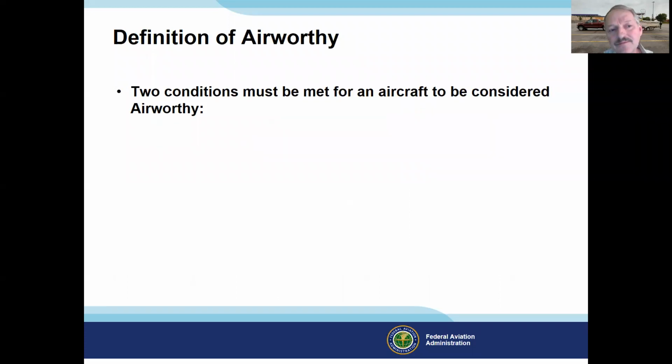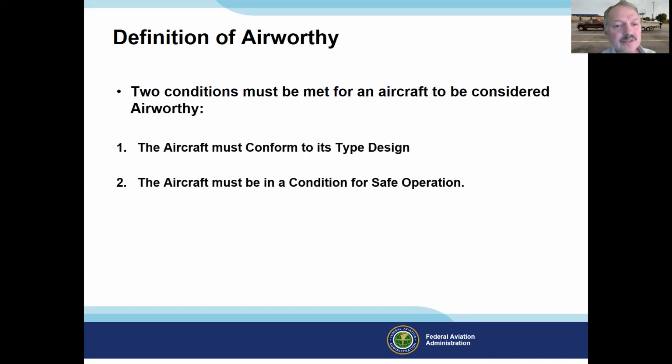If we review airworthiness, the definition of airworthy, there are two conditions that must be met for an aircraft to be considered airworthy. The aircraft must conform to its type design, and the aircraft must be in condition for safe operation. So lack of parts and materials can cause an aircraft to become unairworthy.